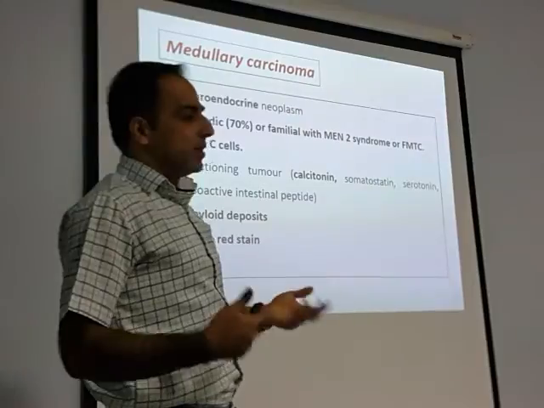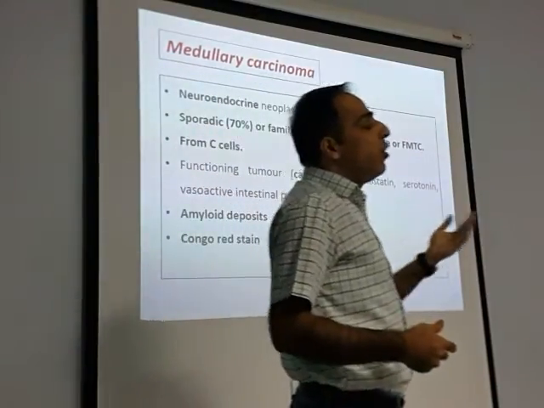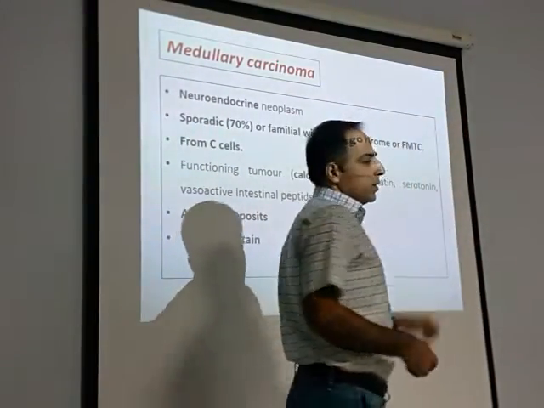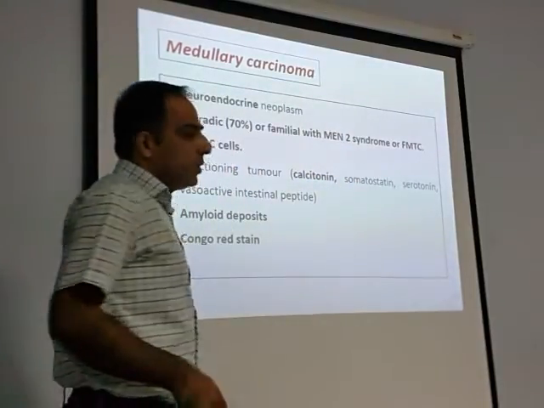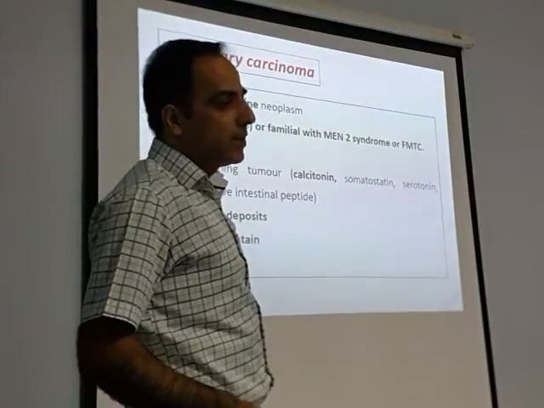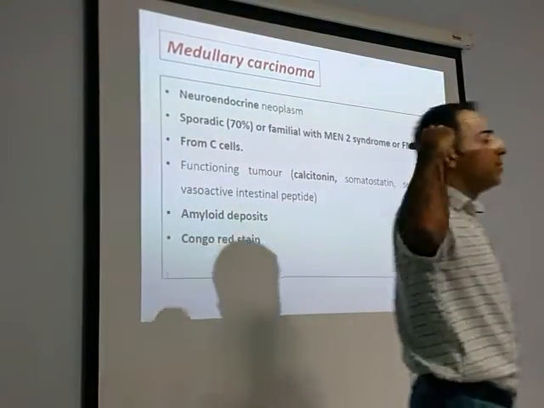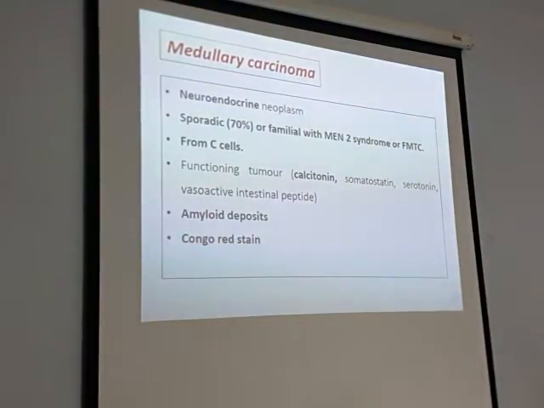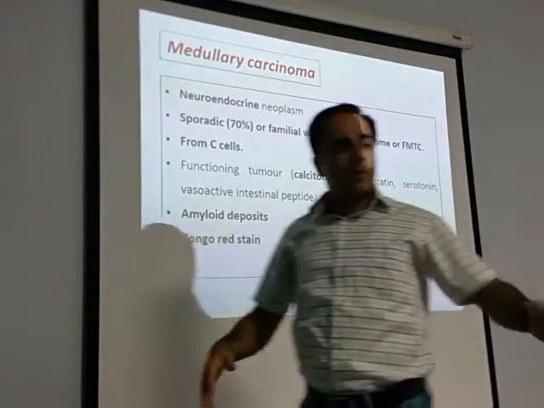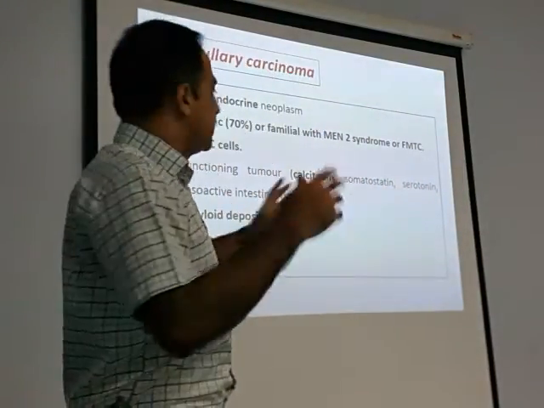And these are functioning tumors. Why? Because they will form many hormones like calcitonin, somatostatin, serotonin and VIP, vasoactive intestinal peptide. So they secrete these hormones. So you can have some symptoms related to these, like calcitonin will do. Somatostatin. Serotonin. VIP also. So many symptoms can be there because of these hormones when they are secreted into the blood.